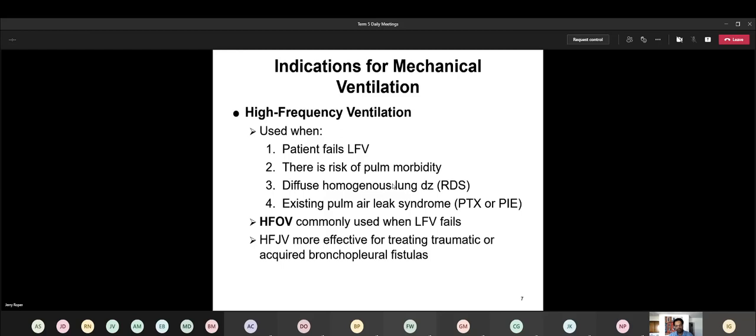With high frequency ventilation, it's kind of the same where you start off with a regular ventilator, which we'll just say conventional ventilation, and they got worse and you made all the adjustments you could and they still weren't really responding. And then you would now consider using high frequency ventilation. So that's our first criterion right there. Your patient failed low frequency ventilation or conventional ventilation. And I'll just write that in parentheses.